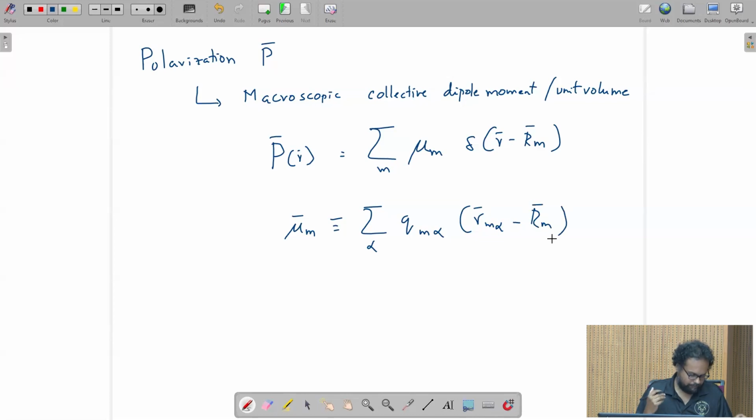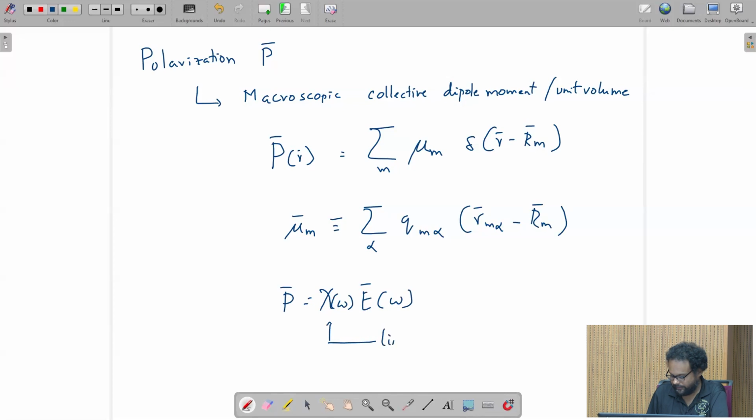Okay, that's a microscopic picture. We all know this. And typically, if you remember, again, linear dielectric response, your polarization is proportional to electric field. The proportionality constant is referred to as the linear susceptibility. Of course, this is an approximation. You can always have the higher order terms, which will be the point of this course.